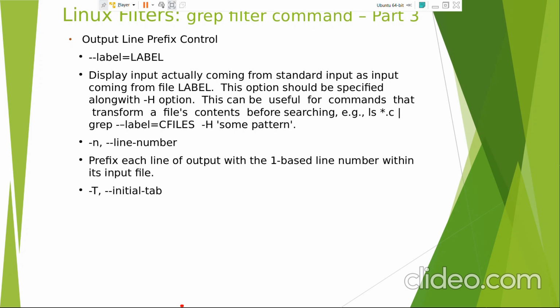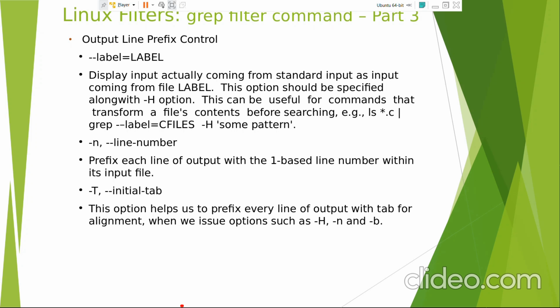So that is the purpose of the hyphen n option. Next, there is an option called hyphen capital T or hyphen initial hyphen tab. What is the purpose of this? This is very simple. When we are outputting a set of lines that contain the matching pattern from the input file, all these lines I want to prefix with a tab. I want to have a tab and then the output line. In that case, I can specify the hyphen capital T option. I believe you would have understood all these things. Let us move on to working on these grep options.